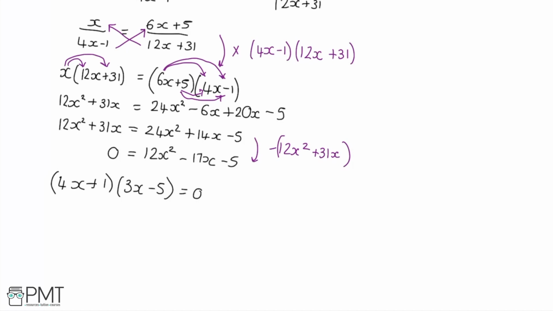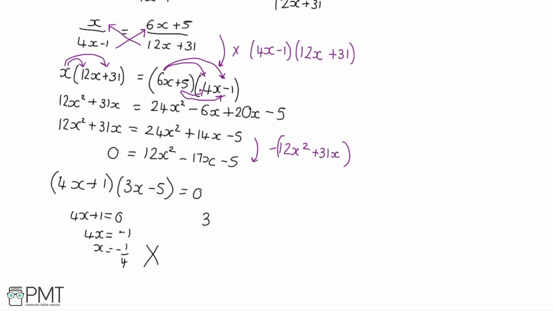So then we now know that one of these brackets has to be equal to 0 for the left-hand side to be equal to 0. So if we have 4x plus 1 is equal to 0, 4x is equal to minus 1, x is equal to minus a quarter. However, we originally had a side length which was x, and you can't have a negative length, so we know that x cannot be equal to minus a quarter.